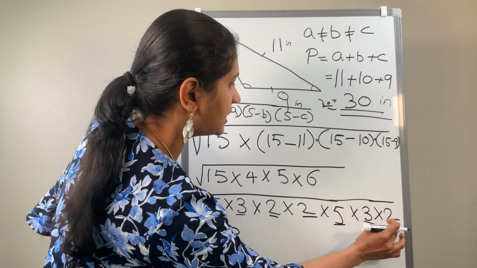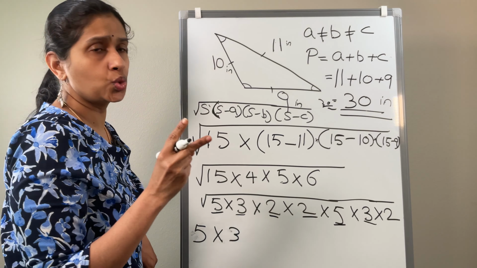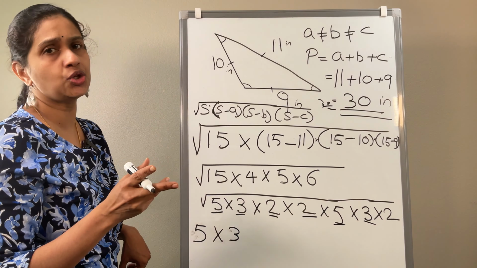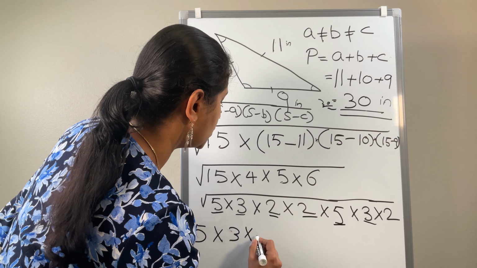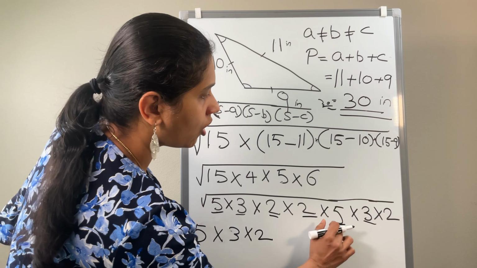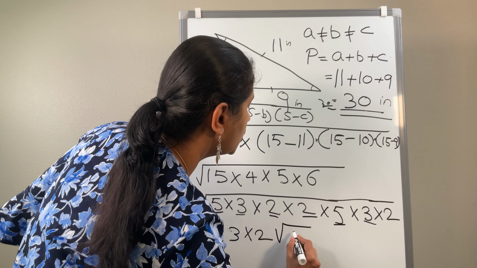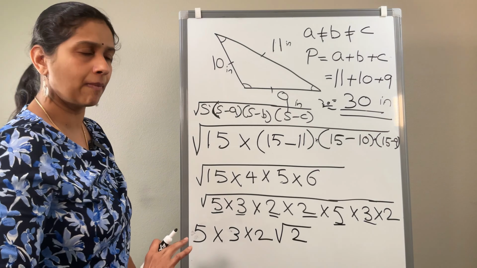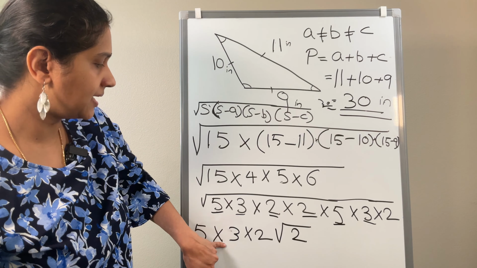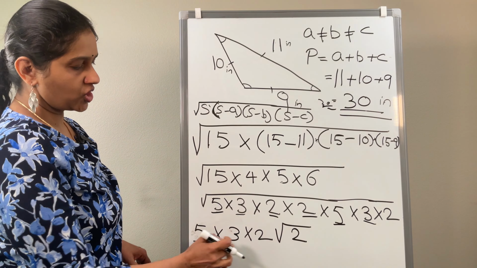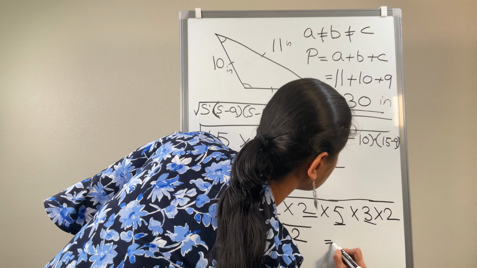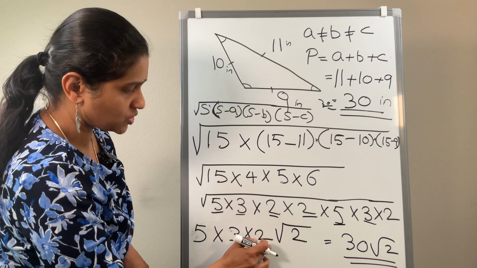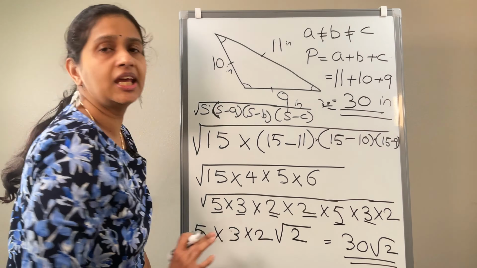Yes, 3 2s are there, but you have to consider only 2 2s because it should become a pair. You should not consider all the 3 2s. So we can take only 1 2 out. What is the balance? Only 1 2 remains, so it will stay within the root because it doesn't have a pair to come out. Now it will be 5 times 3 times 2. So what is this equal to? This is 30 root 2. This is equal to simply 5 times 2, 10, 10 times 3, 30 root 2.